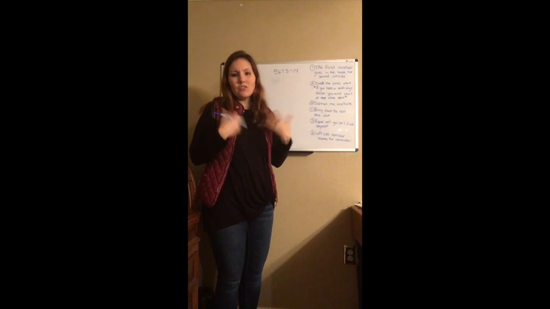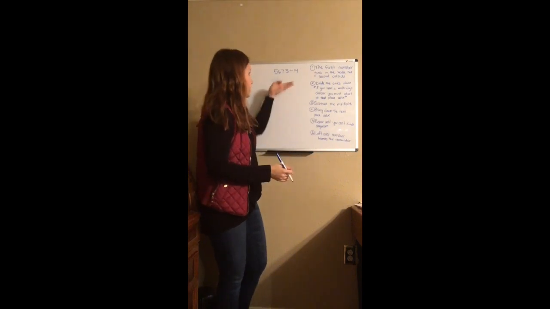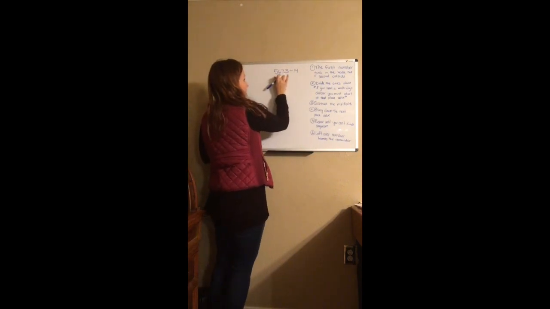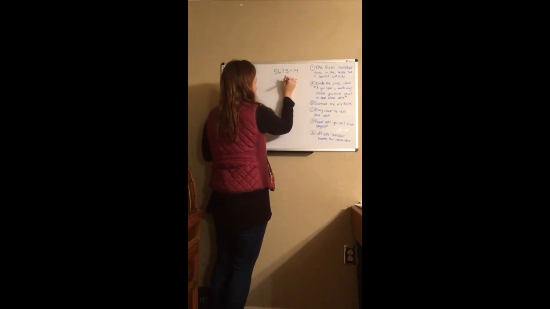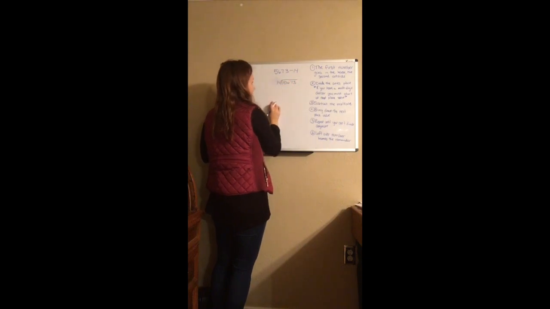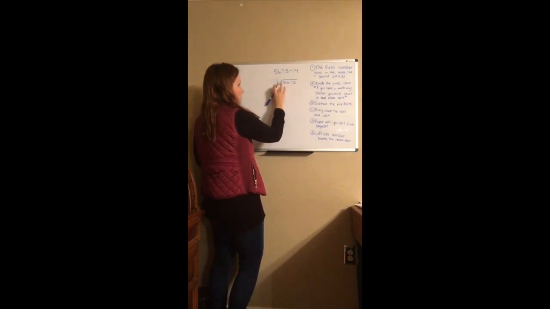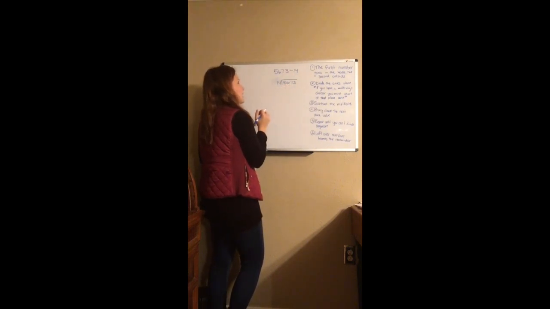Steps for division don't change, they just get longer. So let's look at this first one. 5,673 divided by 14. So I'm going to put the first number in the house, second number outside. There are 2 digits, so we have to start by looking at the first 2. All right, so how many times is 14 going to go into 56?